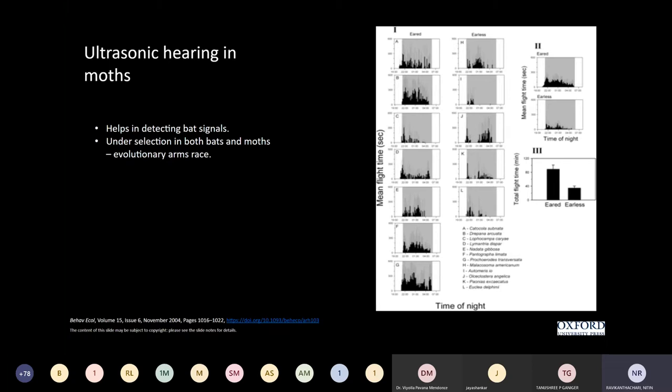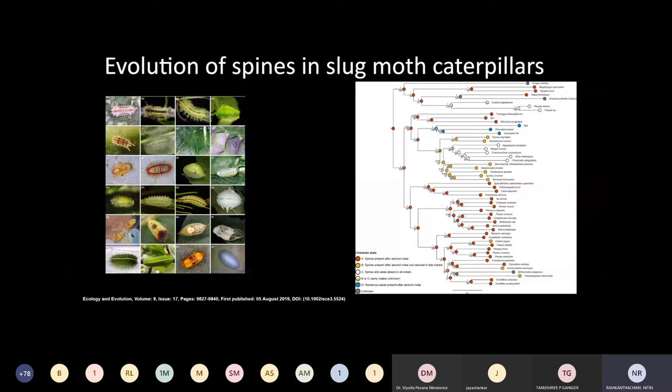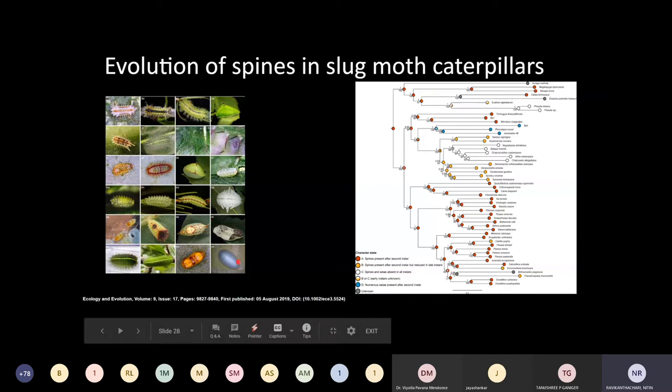And the last thing is with caterpillars. If you have ever touched the slug moth caterpillar, I'm pretty sure you would be itching for a while. And when people wanted to understand why do so many slug moths have spines and how did it evolve, what they did was they used the phylogeny of the slug moths, and they plotted what character the slug moth had.